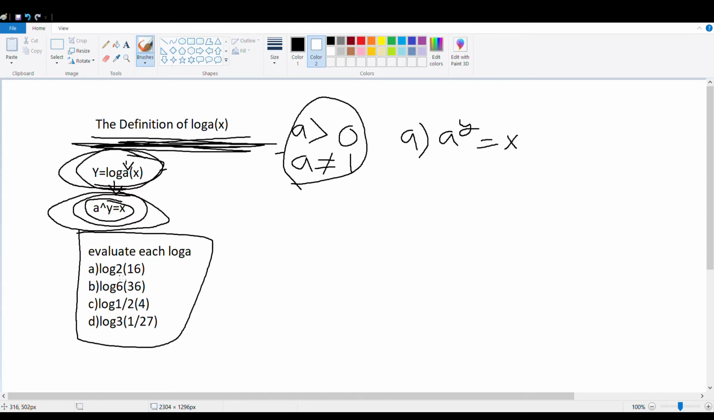Second, I'm going to substitute 2 with a. So 2, and then y is y, and we don't know the y. That is what we're going to find. So I'm going to put y right here, and then equals x, and x here is 16. So as you can see, it's pretty simple.